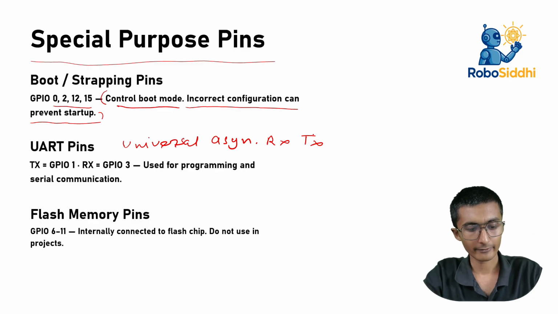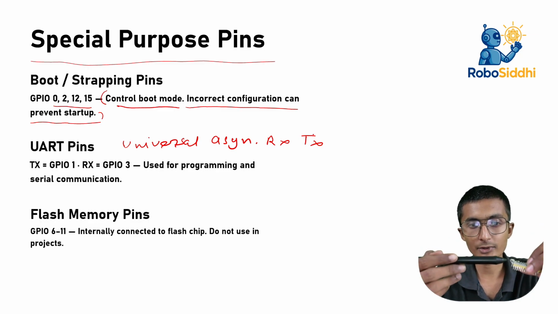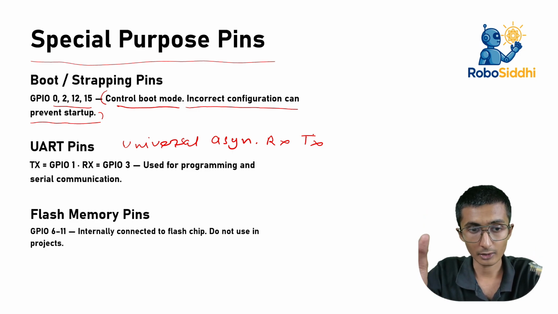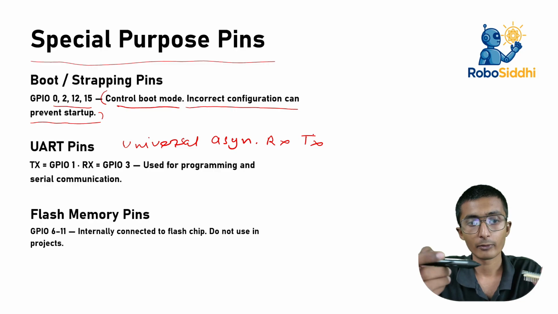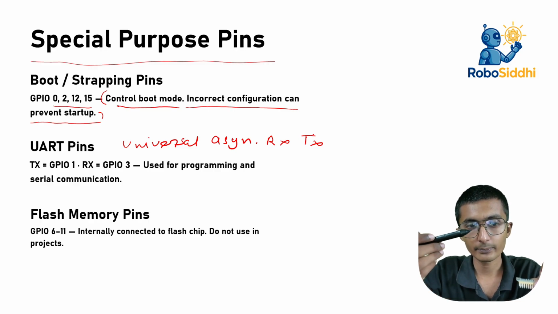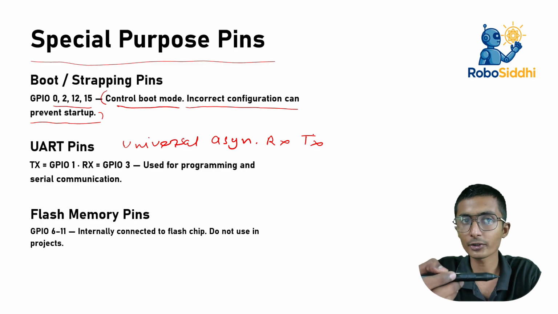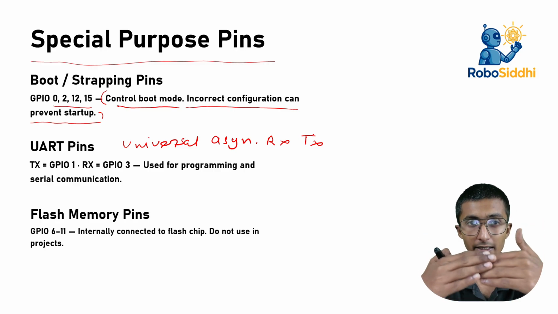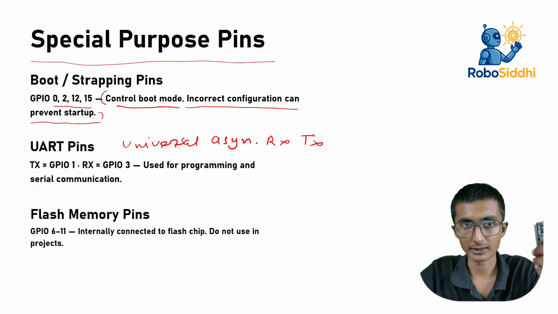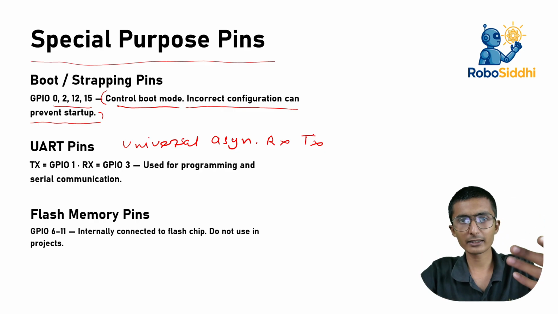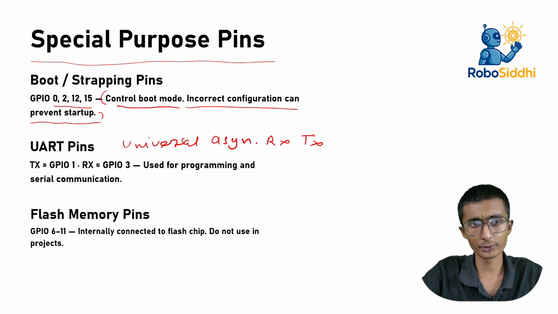Now the thing is, whenever you send programs from your PC to our ESP32 using a pin or USB cable, the protocol it uses is also UART. So the PC can mess with our ESP32 startup sequence as well, which is going to be a little bit messy. That's why you don't have to use those pins.